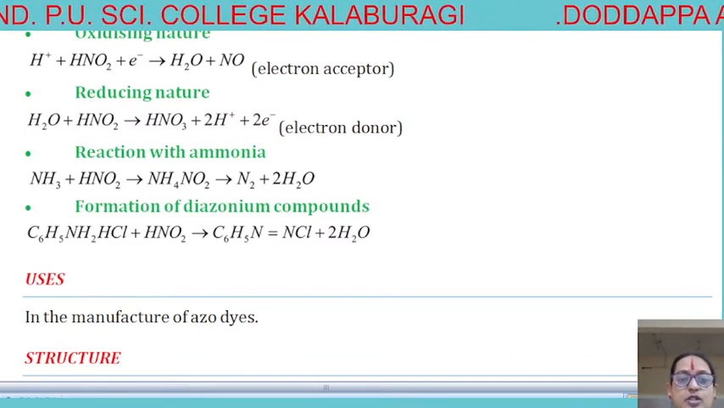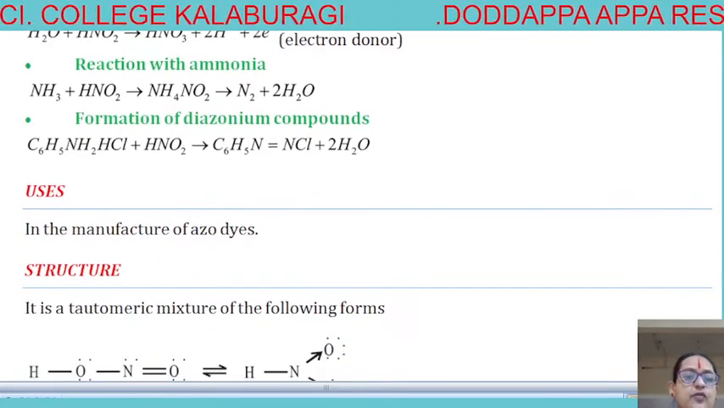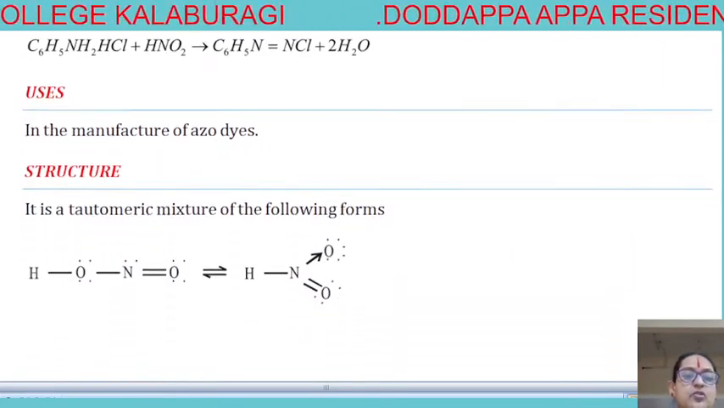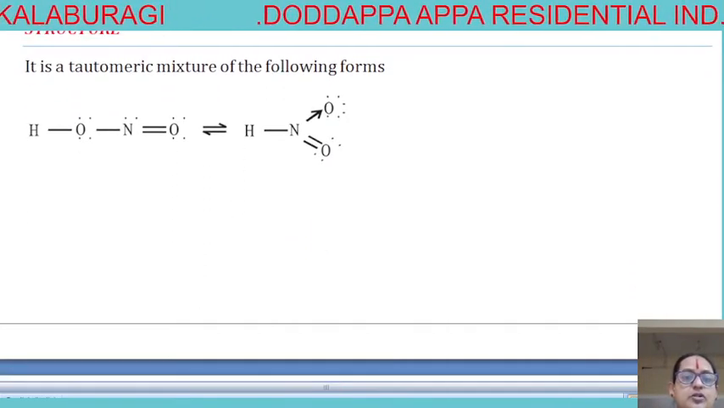Formation of diazonium salts and its uses. It is used in the manufacture of azo dyes. It has 2 resonance structures. It is a tautomeric mixture.